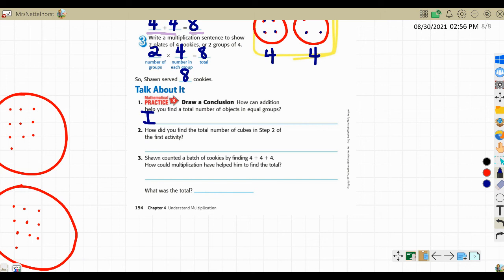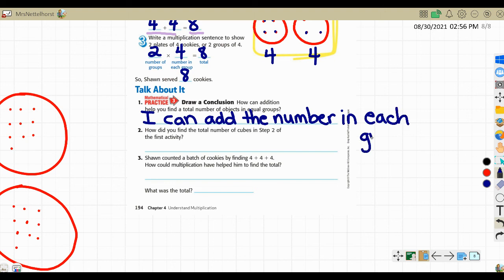I, capital I, can add the number in each group together. Now mine goes way out here, but if you're typing, you can change the size of the font so it fits on one line.